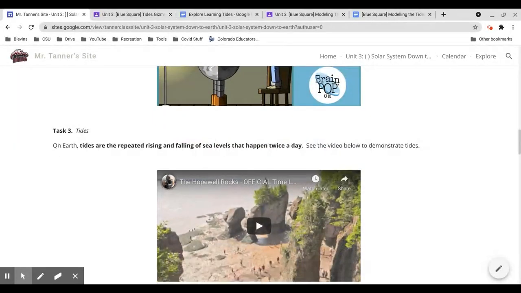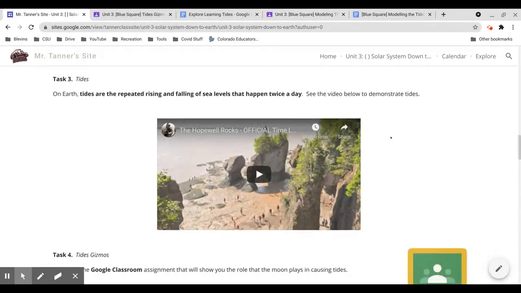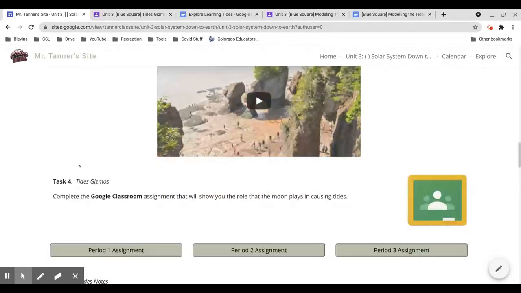Task 3 is going to switch to tides. You do not need to write down anything for task 3, but being in a landlocked state, I think it's very likely that many of you have never seen a tide or don't even know what they are. So it just says on Earth, tides are the repeated rising and falling of sea levels that happen twice a day. And then I give a demonstration of a tide below. So just click to watch this video and you can see how the rising and lowering of the sea levels due to tides affect this landscape here.